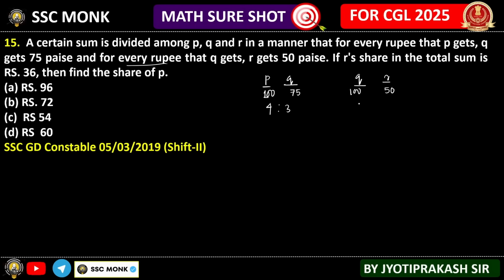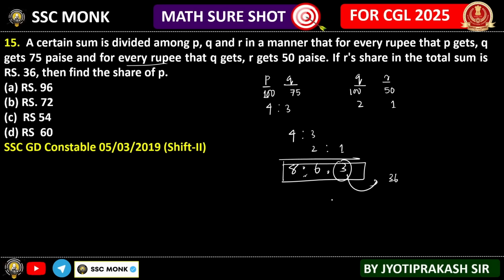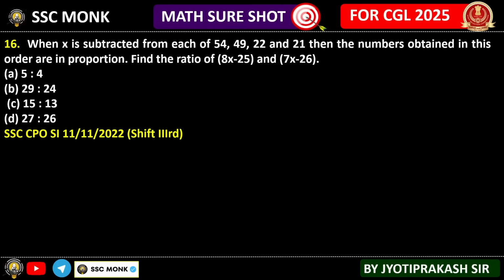Sir, what is the ratio here? 4:3. What is the ratio here? 2:1. Simple multiplication. P, Q, R: 4 2s are 8, 3 2s are 6, 3 1s are 3. Ratio 8:6:3. Now it is saying this 3 part is equal to 36. So 1 part is equal to 12. This is P, this is Q, this is R. P is 8 parts, so 12 into 8 is equal to 96. Answer option A.